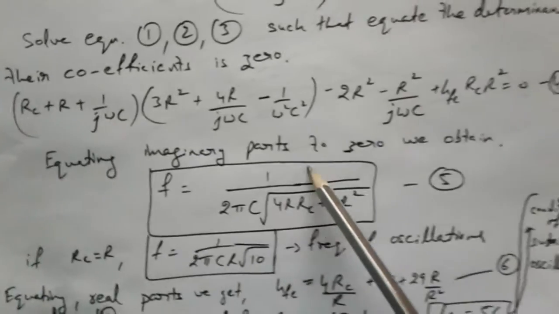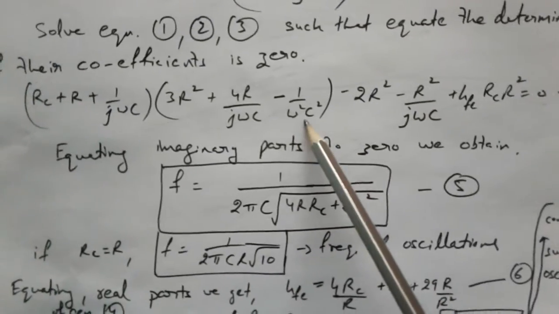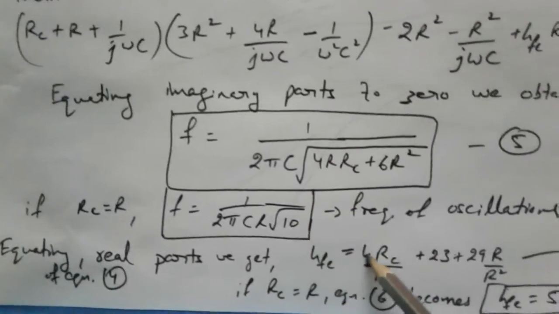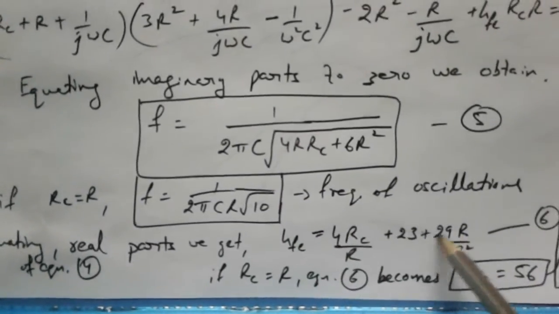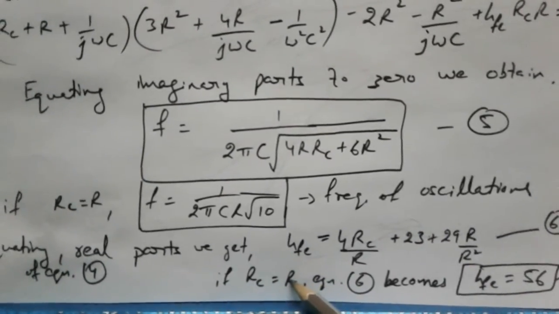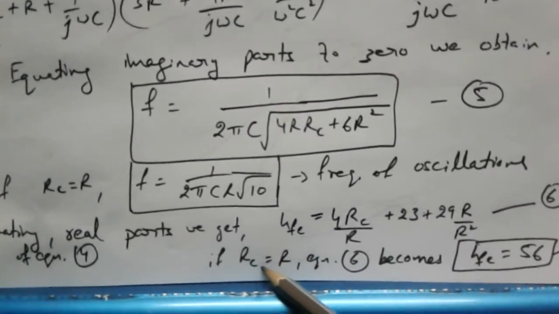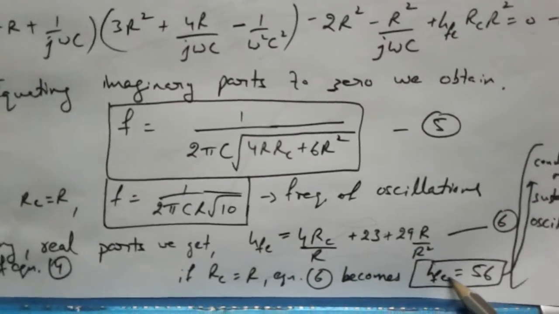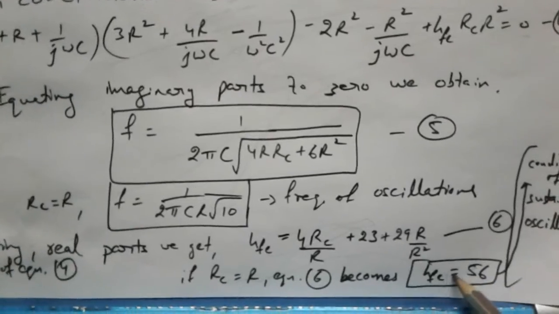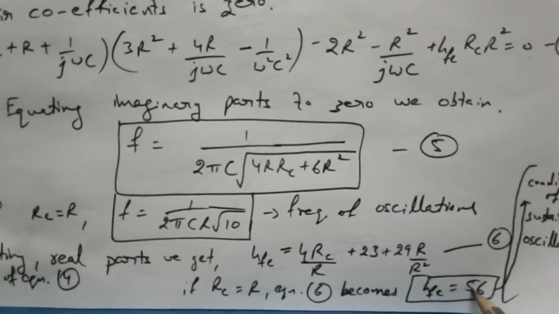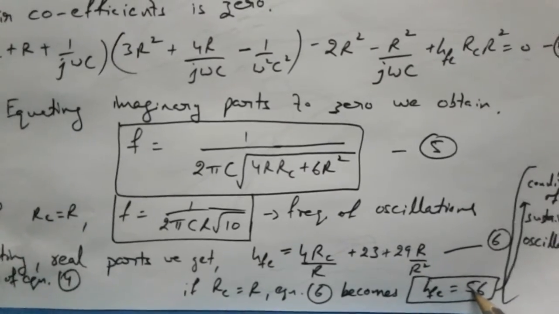Similarly, if in equation 4 I equate the real parts, then I would get the condition of sustained oscillations. And here also, if we simplify by putting RC equal to R, then the condition of sustained oscillation becomes hFE equal to 56. So this was a phase shift oscillator.